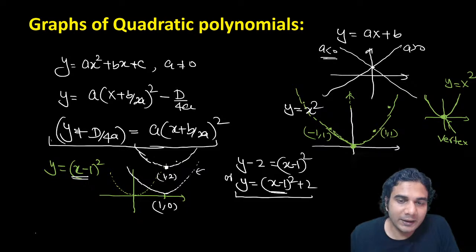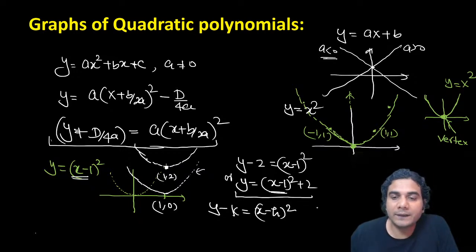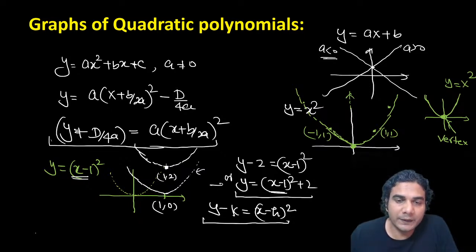So now you can see, whenever you have such an equation, y minus k is equal to x minus h the whole square, all right, then for the graph of this parabola, what is the vertex, by the way? You can compare with this. The vertex of this will be h comma k. So you just need to plot the vertex, all right?